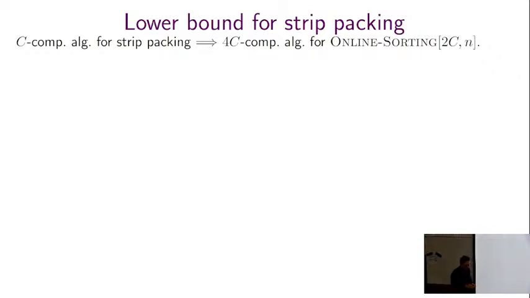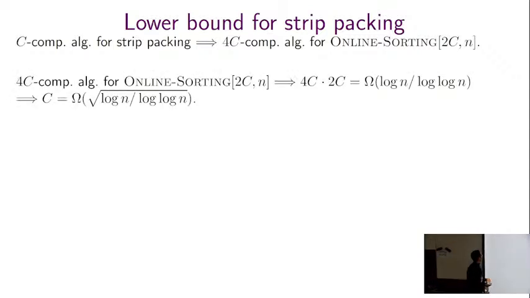Yes, but we show that if we had a C-competitive algorithm for strip packing, then we would get a 4C-competitive algorithm for online sorting, where we had 2C times n memory cells. And that implies that if we had a 4C-competitive algorithm for online sorting where gamma is equal to 2C, then we had the trade-off between the competitive ratio and the extra space.